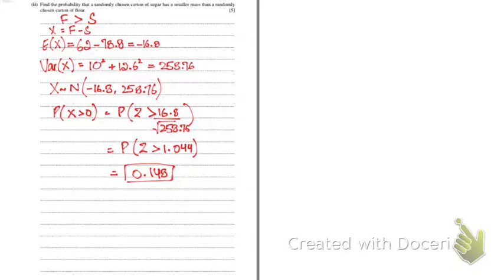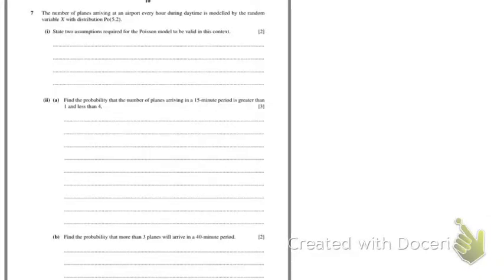So the last question of this paper: the number of planes arriving at an airport every hour during daytime is modeled by a random variable X with distribution Poisson with lambda 5.2. So we know that lambda is 5.2 and X follows a Poisson distribution. The first part is state two assumptions required for the Poisson model to be valid in this context.